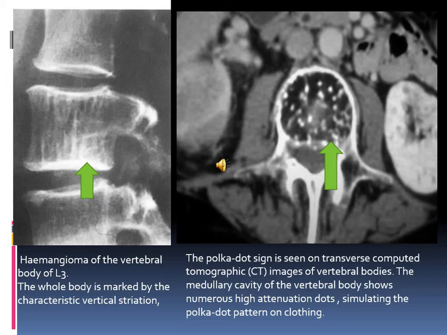X-ray of L3 vertebra, while on the right side we have CT scan that is taken for the same vertebra and showing multiple dense spots seen in this body of the vertebra. In fact, this represents the polka dot sign that is caused by the striation of the vertebra when they are examined by CT scan.